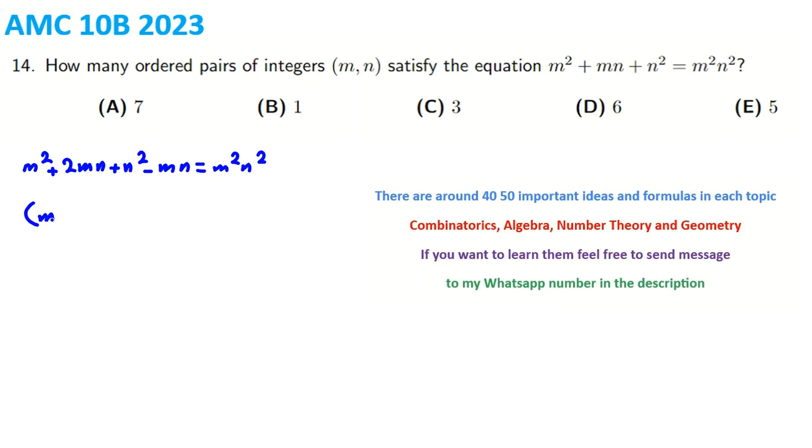Then this part will be (m plus n) whole squared. We can take negative mn to the right hand side. It will be m squared n squared plus mn, and we can factor out mn. It will be mn times (mn plus 1).